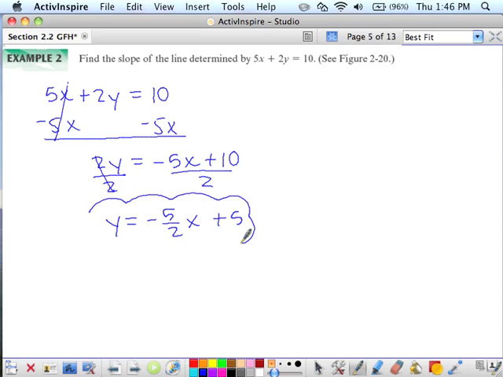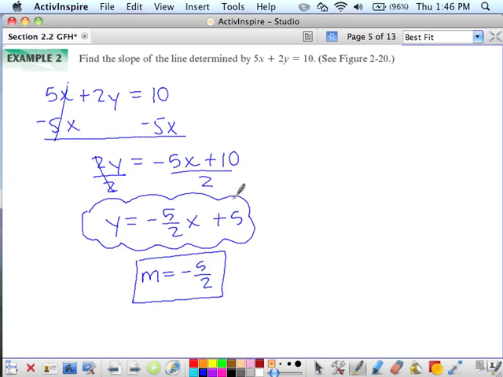This is called slope-intercept form. We'll talk a little more about it later in the chapter. For now, you just need to understand that the coefficient of the x, the -5/2 here, that is the slope when y is by itself. So in this case, the slope is -5/2, which answers the question that was asked. This number over here, the +5, is the y value of the y-intercept. That's one way we can find the slope from an equation.